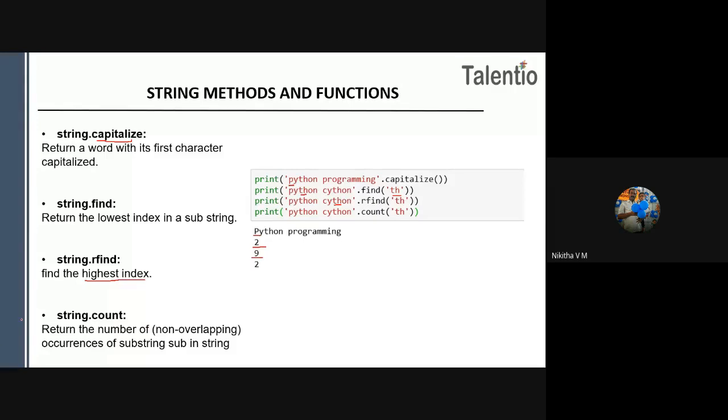Alright. Then string dot count. Returns the number of occurrences of a substring in a string. It's returning us the number of occurrences. So what do we have here? Python and Python again. We are asking for th. Once it is present in Python, again it's present in Python. So that's the reason we are getting 2. Clear with this?